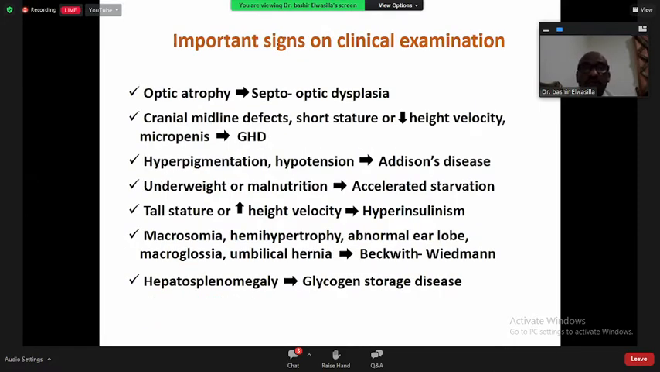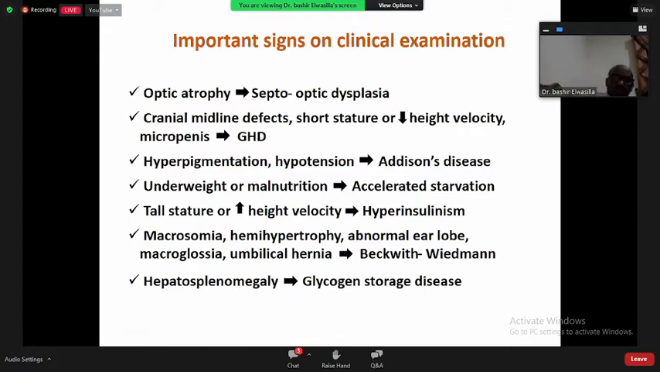Going to signs, you also have to take care about important clinical signs during your exam. Look for optic atrophy, and this will suggest septo-optic dysplasia, cranial midline defects, and short stature or decreased height velocity, and micropenis. This will point towards hypopituitarism or isolated growth hormone deficiency.